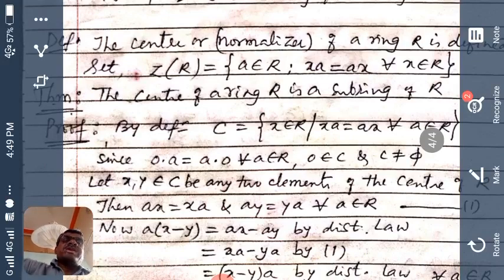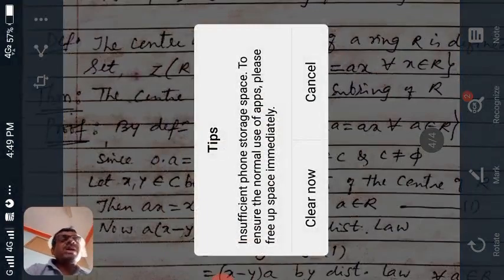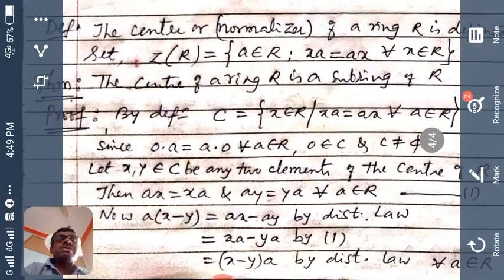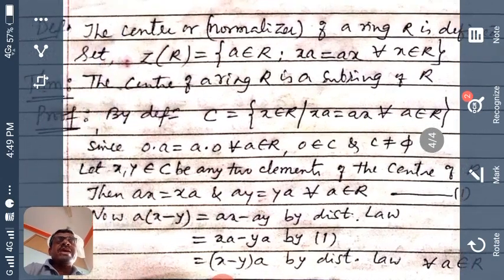The proof of this is by applying the definition of center: C is equal to the set of X belonging to R such that XA equals AX for all A a member of the ring. Since 0 into A is equal to A into 0 for all A belonging to R, 0 belongs to C and C is not equal to empty. Let us take X, Y as members of C, where C means the center of a ring. Then AX is equal to XA, and AY is equal to YA for all A belonging to R. This is based on the definition of a center.